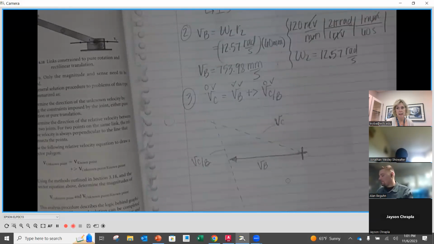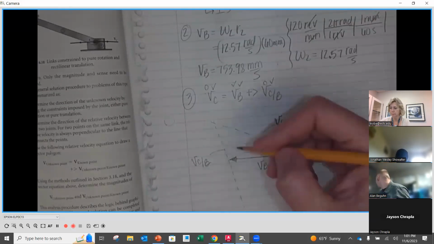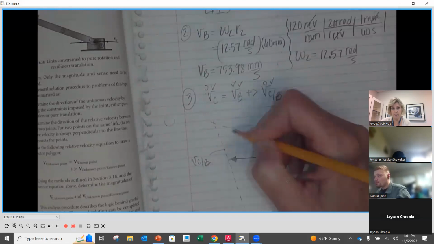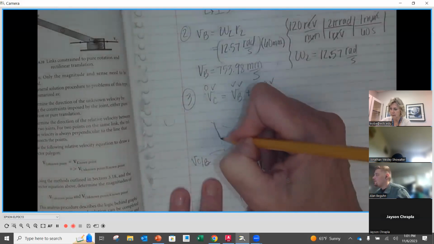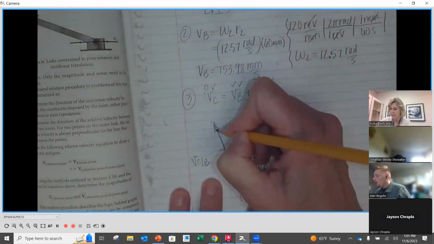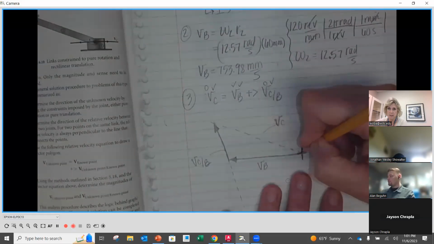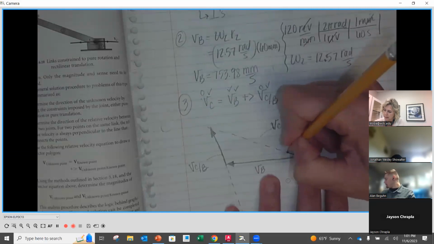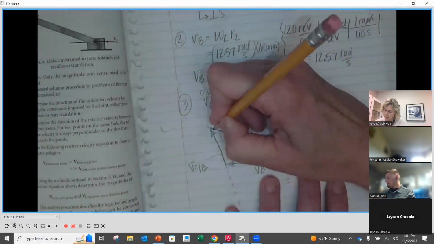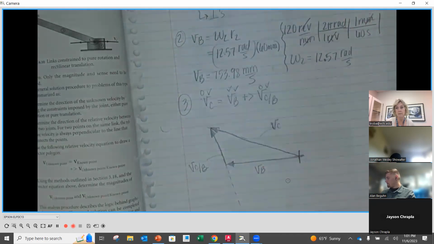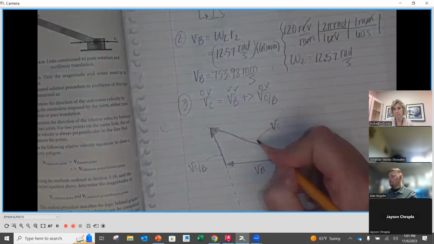Finishing up the right-hand side, the velocity of C relative to B, its tail is going to start at the tip of B because we're adding these together. So that means at that intersection that's created, my tip is going to go to it. And then because I cross over the equal sign, the tail of C starts back at my origin, and its tip is going to go to the tip of the last vector on the right-hand side of the equation. Now, that's velocity of C.